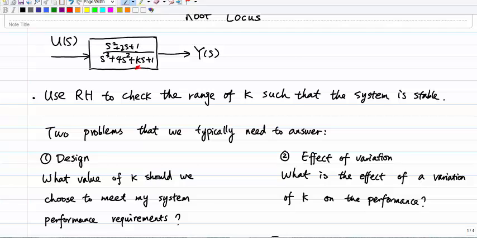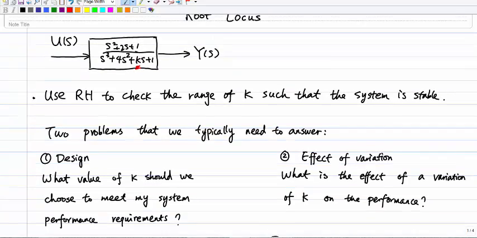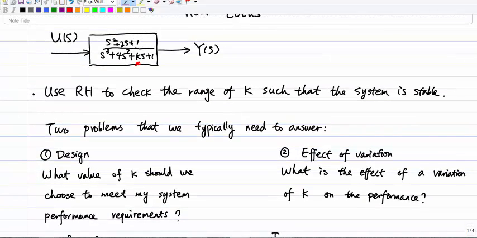So there are actually two problems we typically want to answer when we have unknown variables. From the design perspective, we want to see what value of k we should choose to meet my system performance requirements, not only from the stability point of view, but also other performance measures. For example, how fast we reach the desired or steady state, or what overshoot we have. For example, I don't want a large overshoot. So in that sense, we want to know how the poles will change when we change the parameter k.